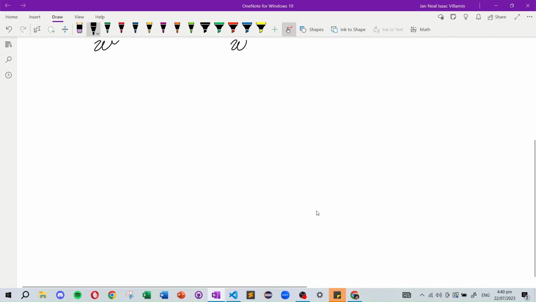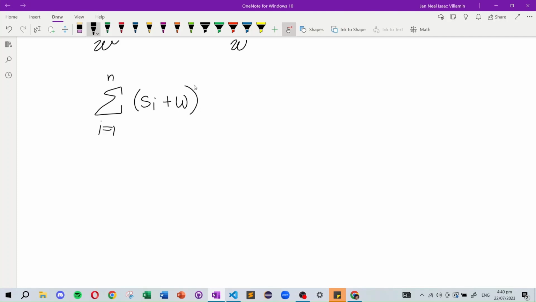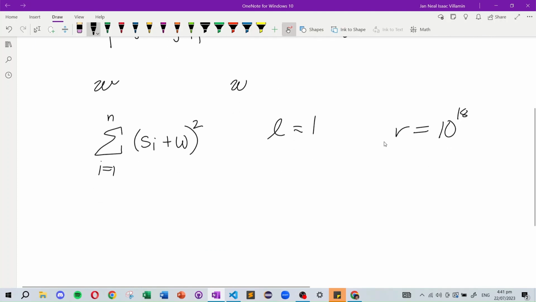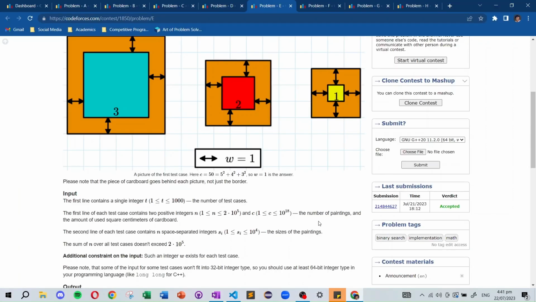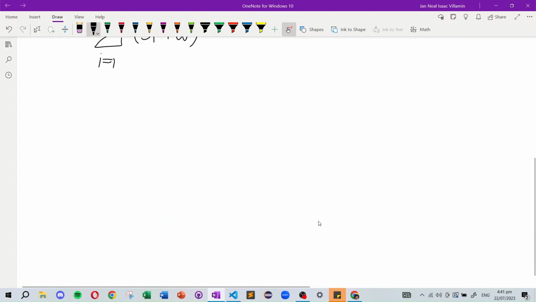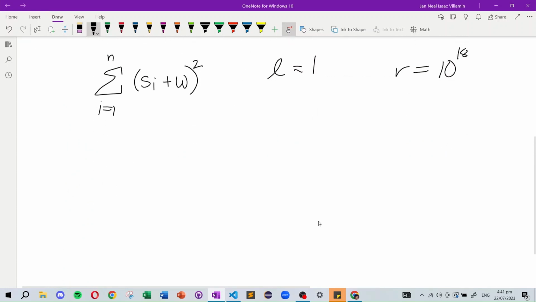So you just want to compute the summation from i equals 1 up to n of s sub i plus W squared, where W is the variable that you are iterating between, say, L equals 1 and R equals 10 to the 18. But that's not what I did. I did some maths.